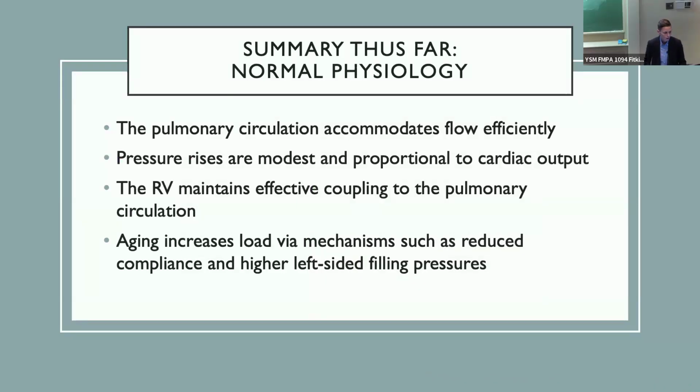So in summary thus far, in healthy individuals, the pulmonary circulation is able to accommodate the rising flows of exercise efficiently. Pressure rises are modest and proportional to cardiac output. The RV is able to maintain effective coupling to the pulmonary circulation. And aging seems to increase our load via mechanisms such as reduced compliance and higher left-sided filling pressures.